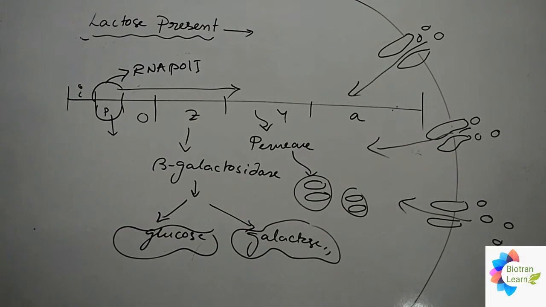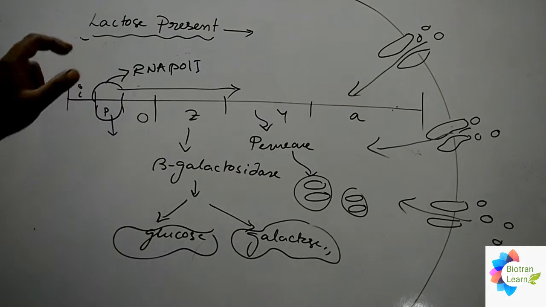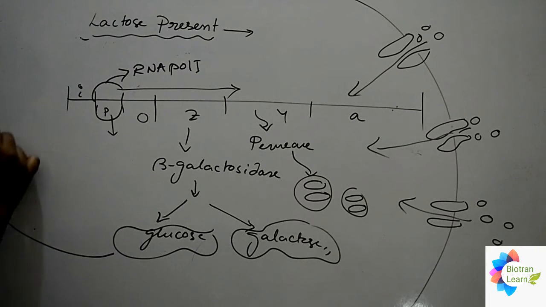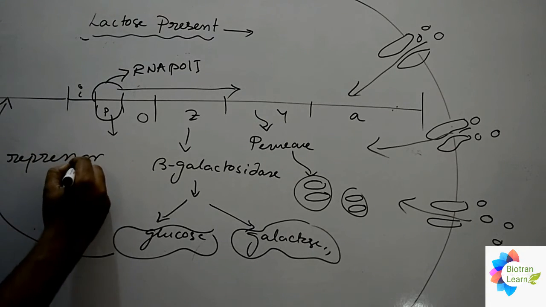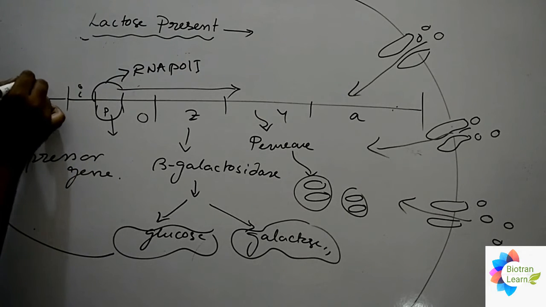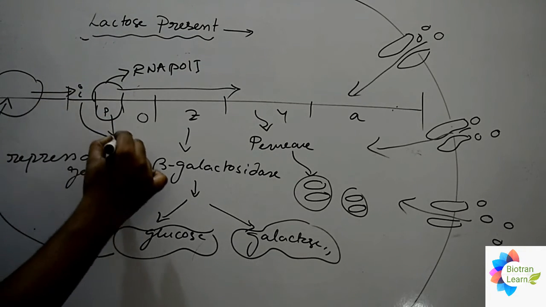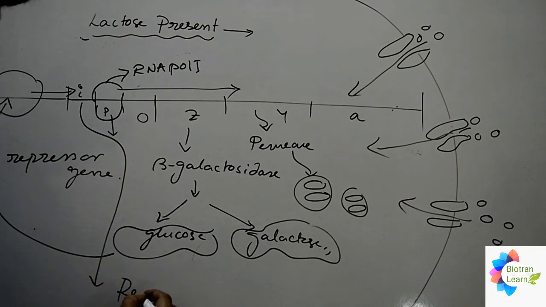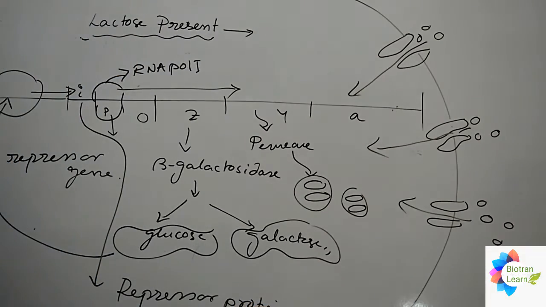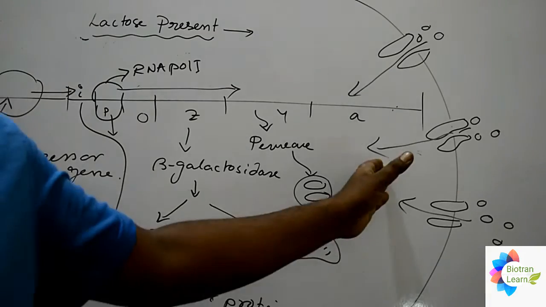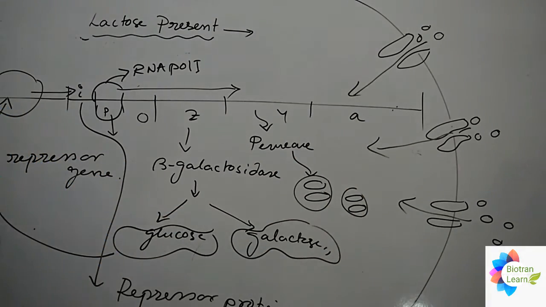Whenever the amount of glucose and galactose is increased, it will signal the repressor gene to produce the repressor protein. The repressor protein will be forming again. Whenever there is an adequate amount of lactose in a particular cell, then what would happen? The repressor protein will come again.